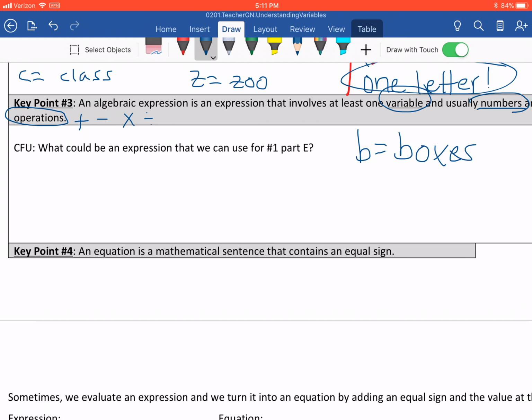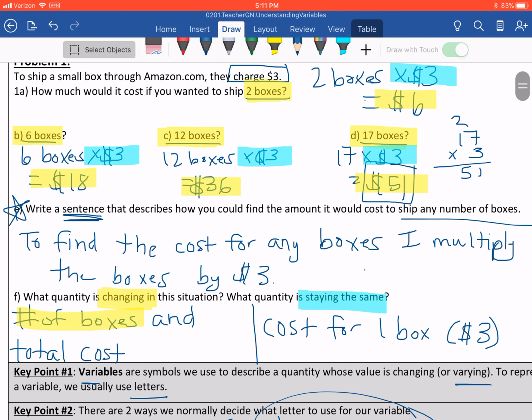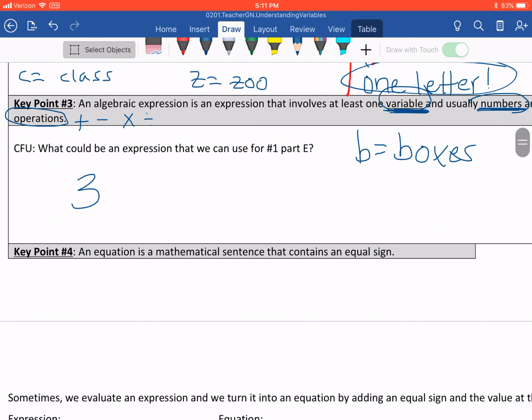I know my expression needs a variable, so here's my variable, B for boxes. It also says I need a number. What was the number that I was using each time? I was always using the number 3, and then the operation. Up here, what were the operations that I was using? 2 times 3, 6 times 3, 12 times 3, 17 times 3. So each time I was multiplying. And my variable, B. So my expression would just be 3 times B. I got a variable, I got a letter, I got an operation, and I got a number.